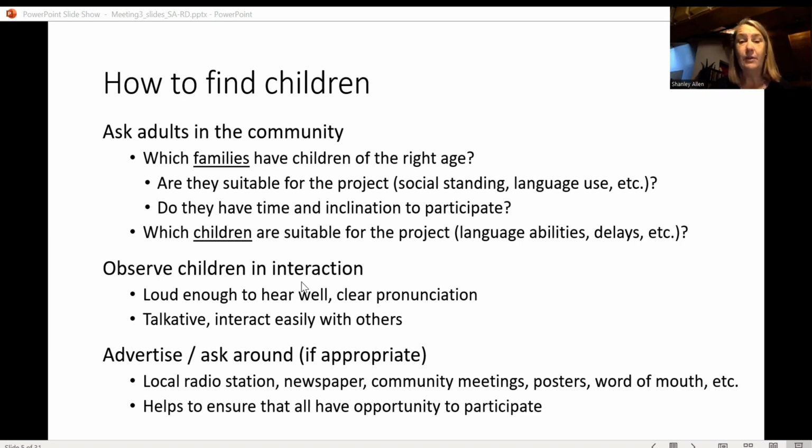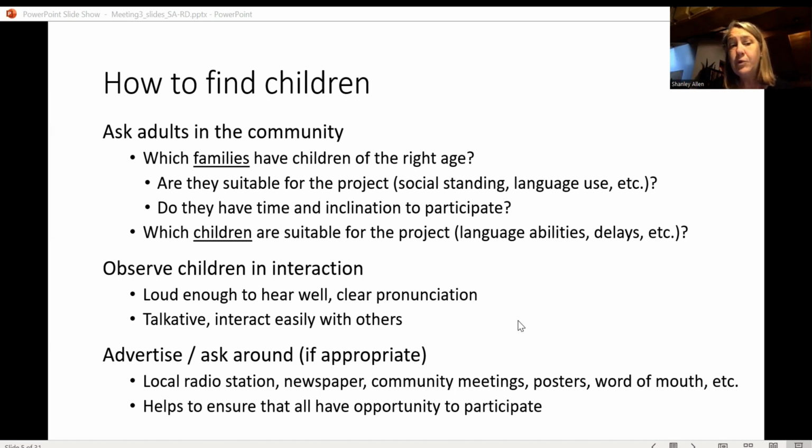And then depending on the situation, you could also advertise or ask around. So you could advertise on the local radio station, in the newspaper, in community meetings, posters, word of mouth, any kind of advertising that's suitable in your community situation. So an advantage of that is that it helps ensure that all families have the opportunity to participate. In some situations, let's say you're working with a research assistant in the community who maybe is only going to recommend their own friends or their own relatives, and that means that other families feel excluded. Some advertising could help to ensure that other people are able to be involved.